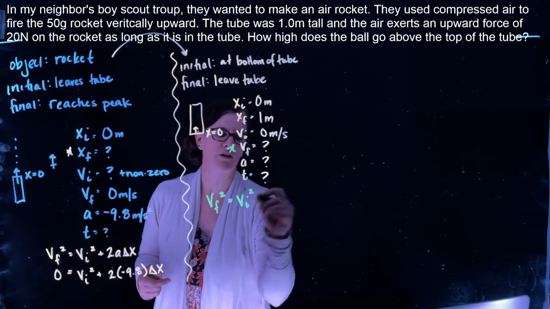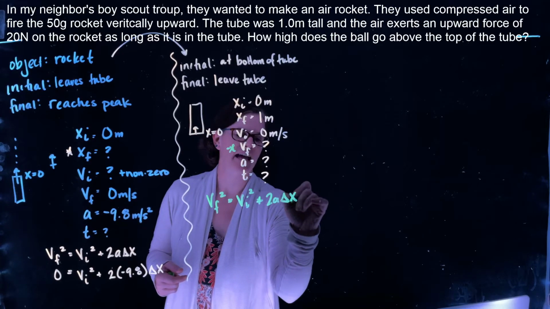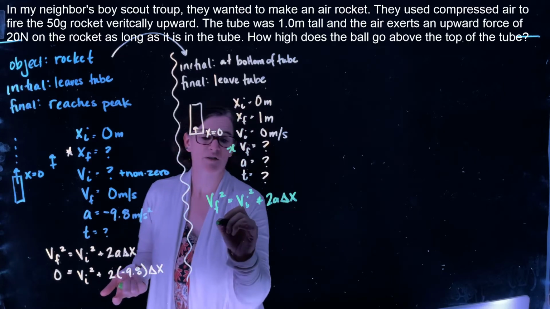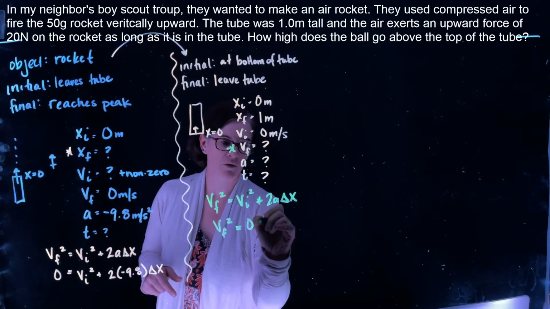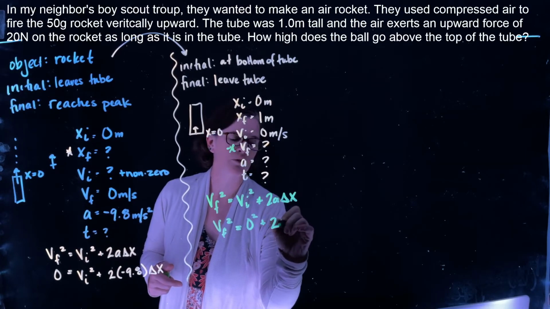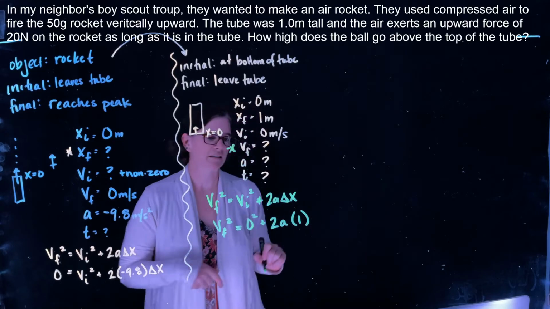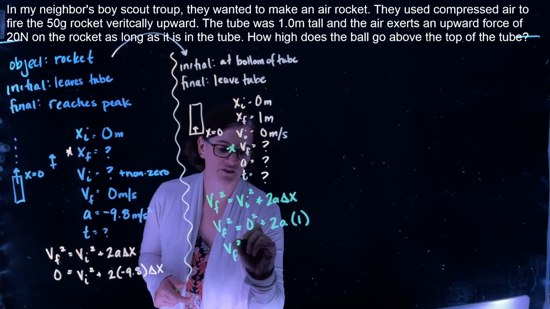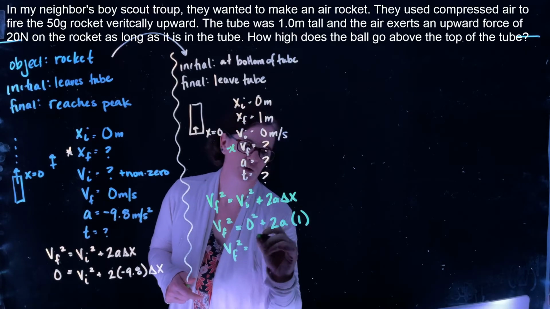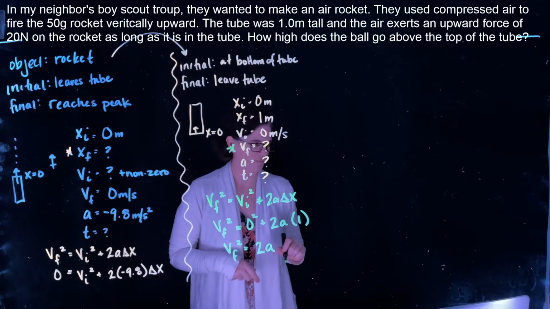V final squared is equal to V initial squared plus 2a delta x. My V final squared is what I'm interested in. V initial is 0, squared, plus 2. I don't know my acceleration, but I do know my delta x is 1. So in order for me to get my final velocity during this motion, I need to know my acceleration.